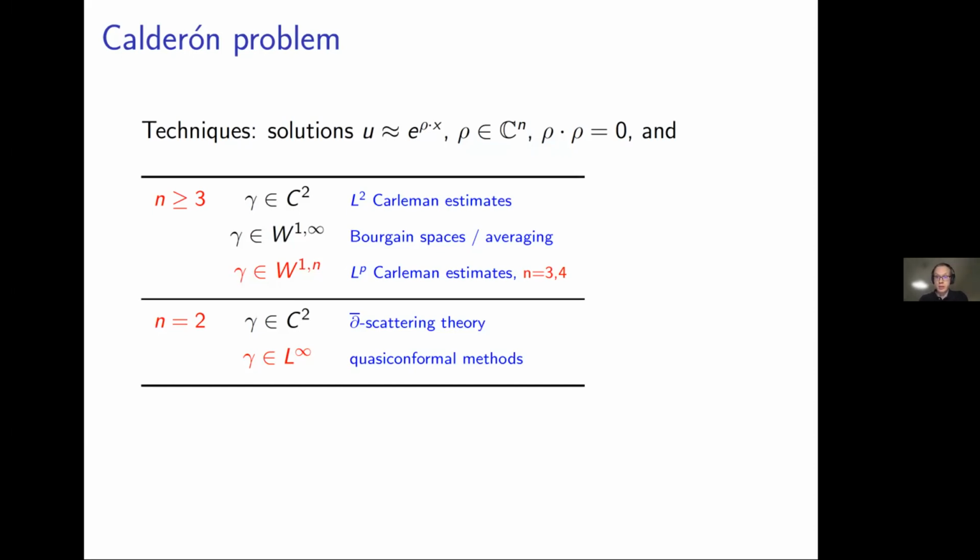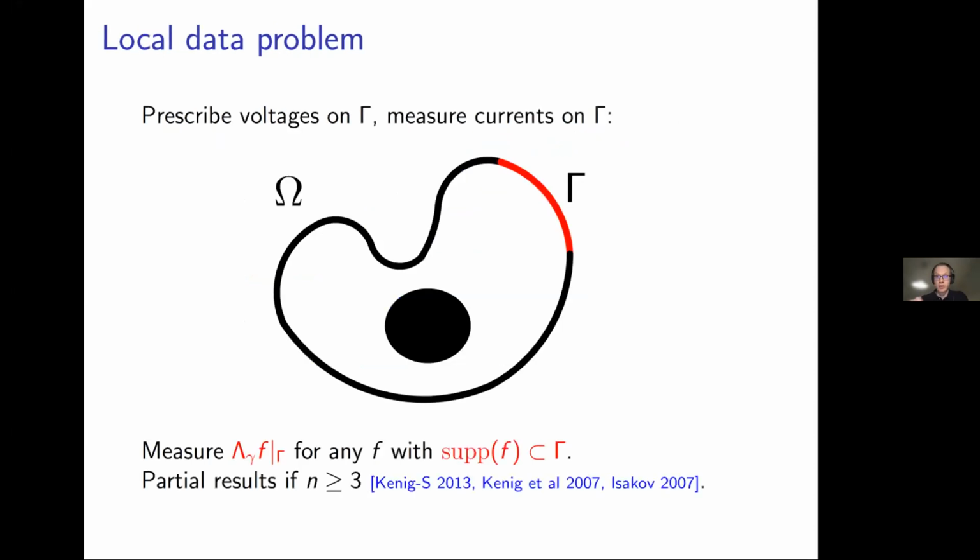Okay, so these things are known, and let me describe a variation of this problem which will be of interest for us. This is the local data problem. This is the setting where you don't have electrodes on the whole boundary, but only on some subset of the boundary, this red set Γ here. So you are only making measurements on part of the boundary. Mathematically, this means that you are measuring the current Lambda_gamma f on this small set Γ for any Dirichlet data which is supported in the same set Γ. So you're only making measurements on this possibly very small set.